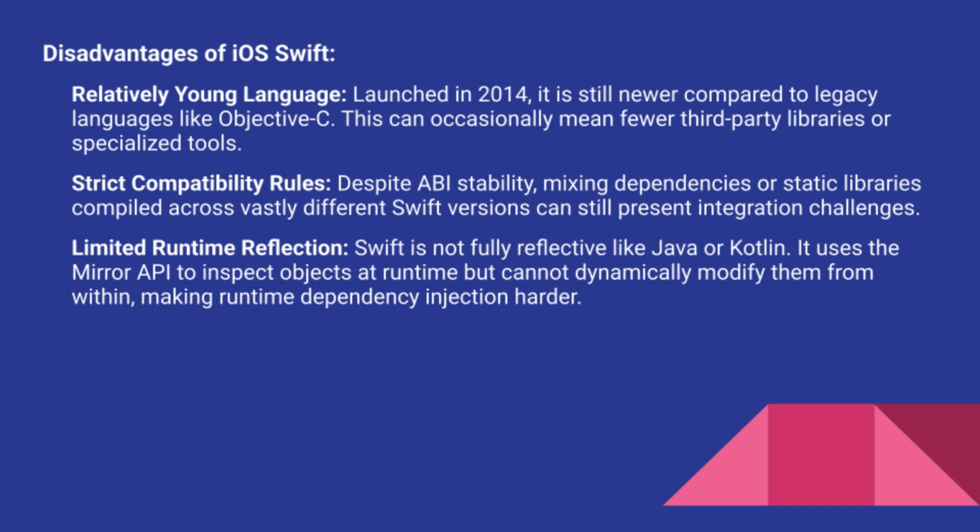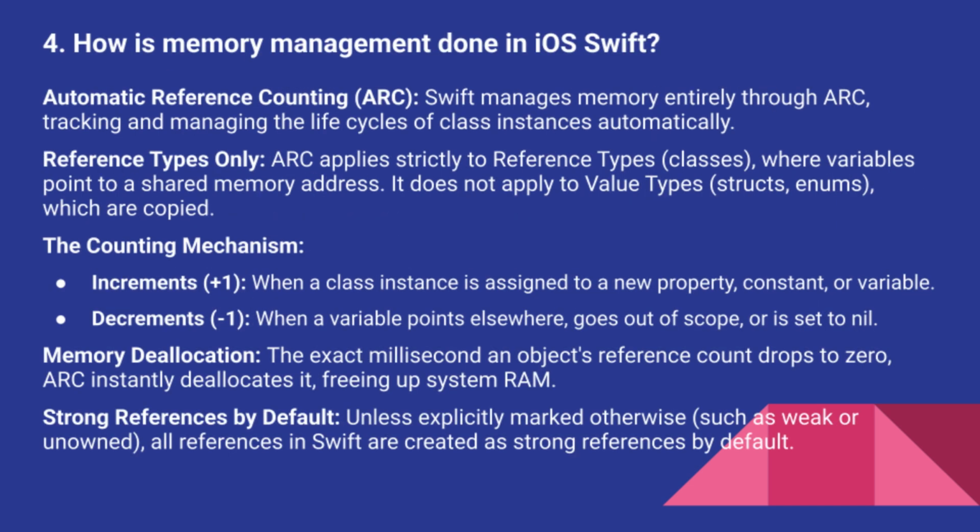Lastly, Swift is not a fully reflective language like Java or Kotlin. It provides the Mirror struct, which allows an object to inspect or self-describe its own properties at runtime, but it cannot dynamically alter its own behavior or inject dependencies from within. Structuring your answer this way proves to the interviewer that you have a mature, well-rounded perspective on the technology stack. Moving on to question number 4.